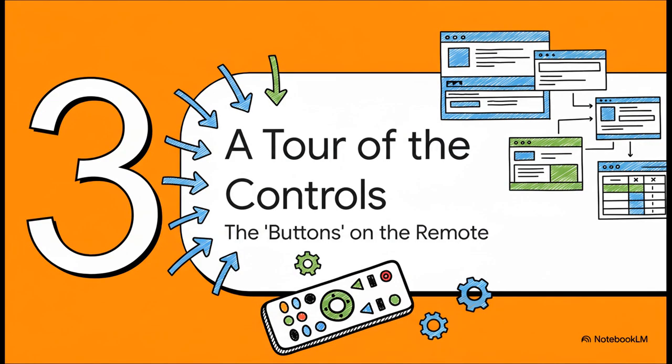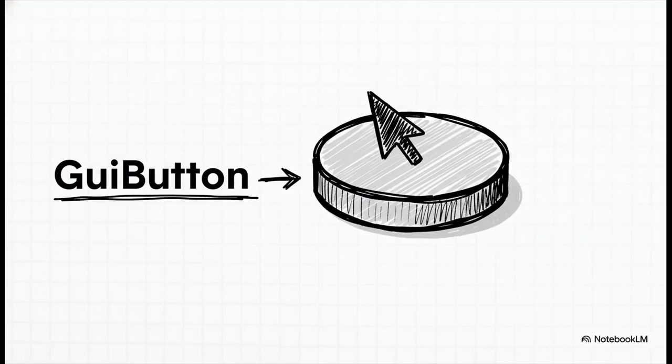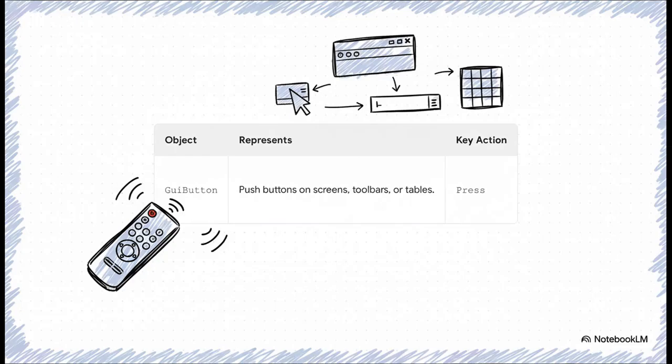Okay, now for the fun part. Let's take a quick tour of the most common buttons on our digital remote. We're going to look at the actual object names your script would use to make the magic happen. First up, the most fundamental thing you can do on any interface, pressing a button. In the scripting world, we call this a GUI button object. This object represents literally any button you can click on. It doesn't matter if it's on the main screen, in a toolbar, or even inside a table. And its primary action is, you guessed it, press. Your script just has to find the button it needs and tell it, hey, press yourself.